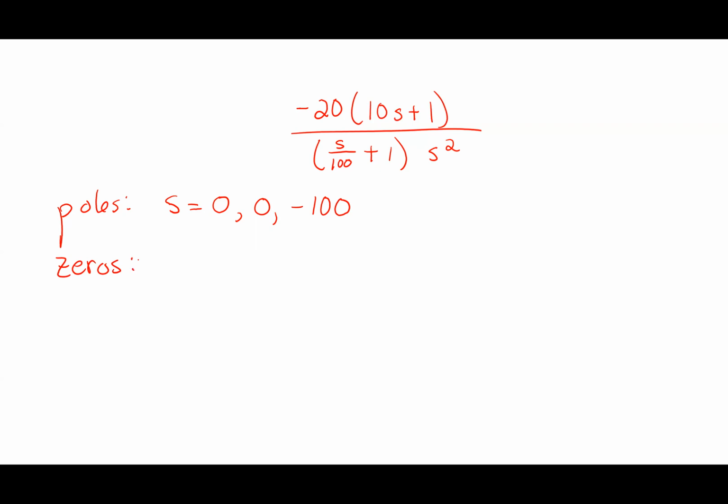What value of s makes the numerator equal to 0? Yeah, negative 1/10, or negative 0.1, or negative 10 to the minus 1. Any one of those. Okay.